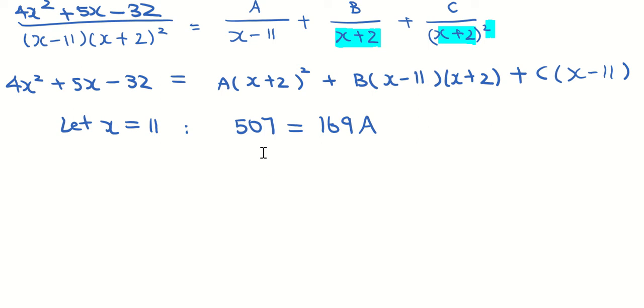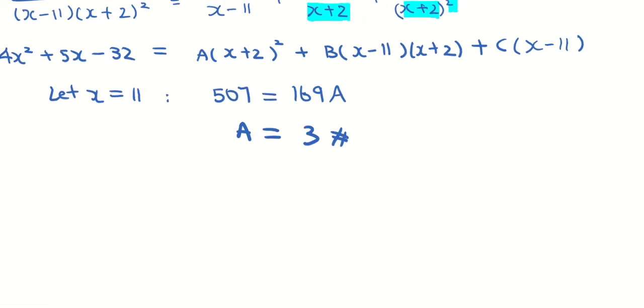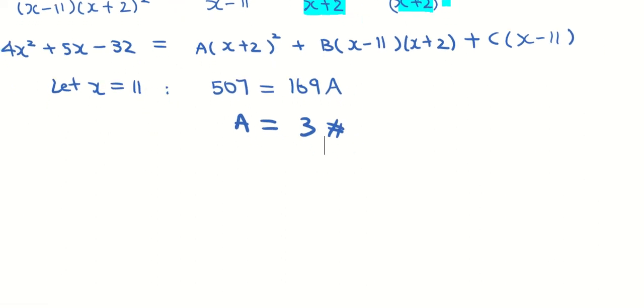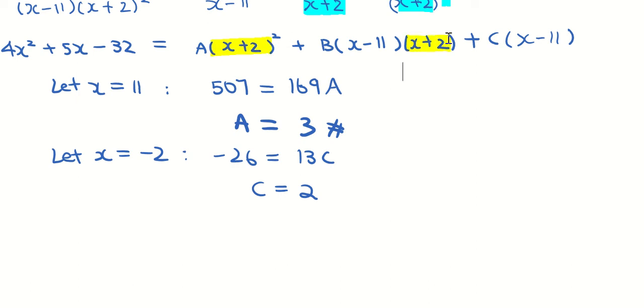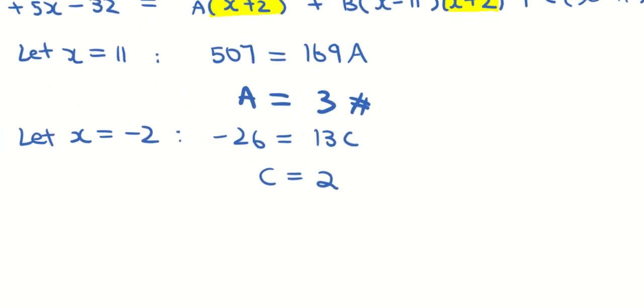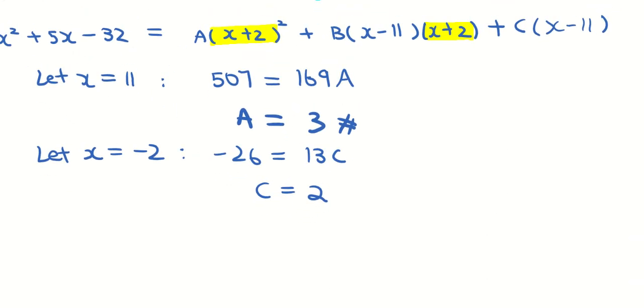So then I'm able to calculate my A. My A would just be 3. Okay, so do the same for B and see what you get. Do you get the same answer for C? So note that I started with C first because I noticed that I can eliminate the x plus 2 factors when I let x be negative 2. So if I let x be negative 2, I will get C equals to 2.